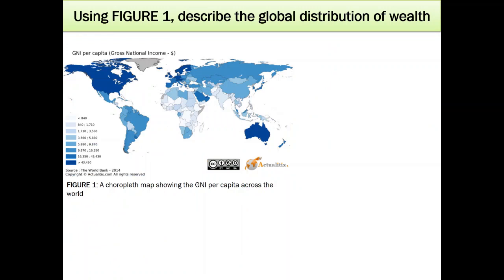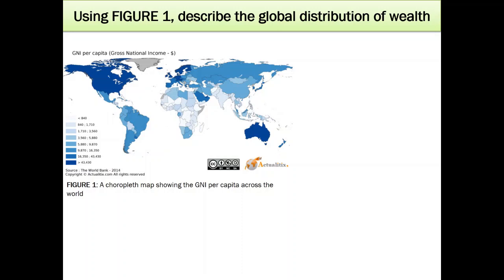Moving on to learning objective 2 of this lesson, we're going to look at where HIC and LIC countries are located around the world. The question we're going to look at is: using Figure 1, describe the global distribution of wealth. If we just break that question down, it's asking you to tell me the global pattern of rich countries. So where are all the rich countries found around the world?